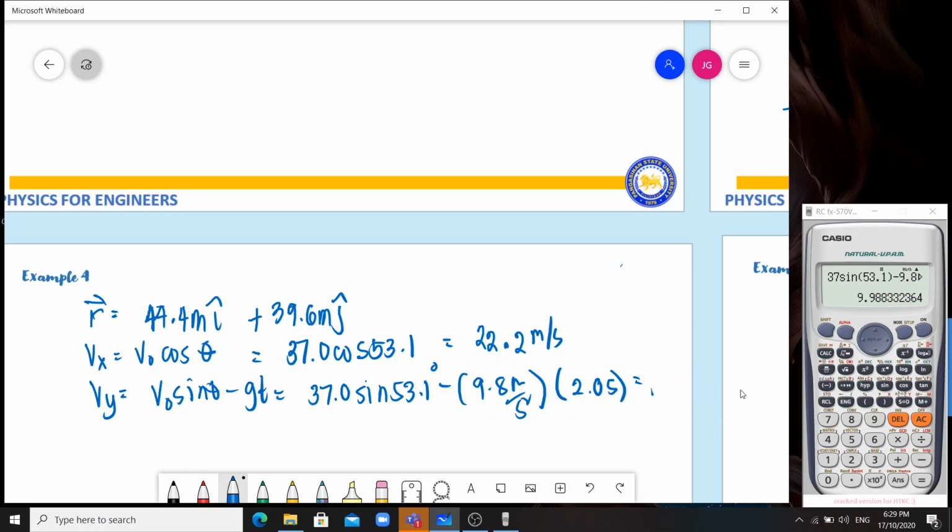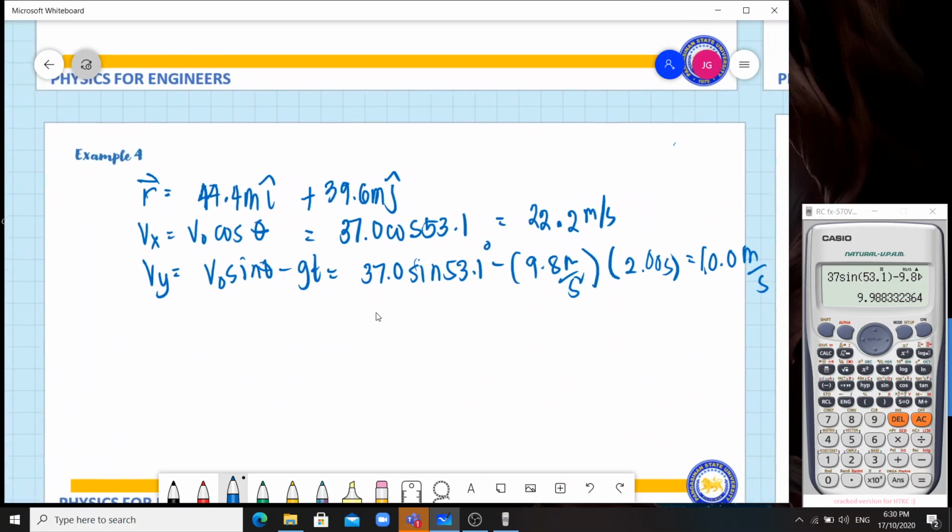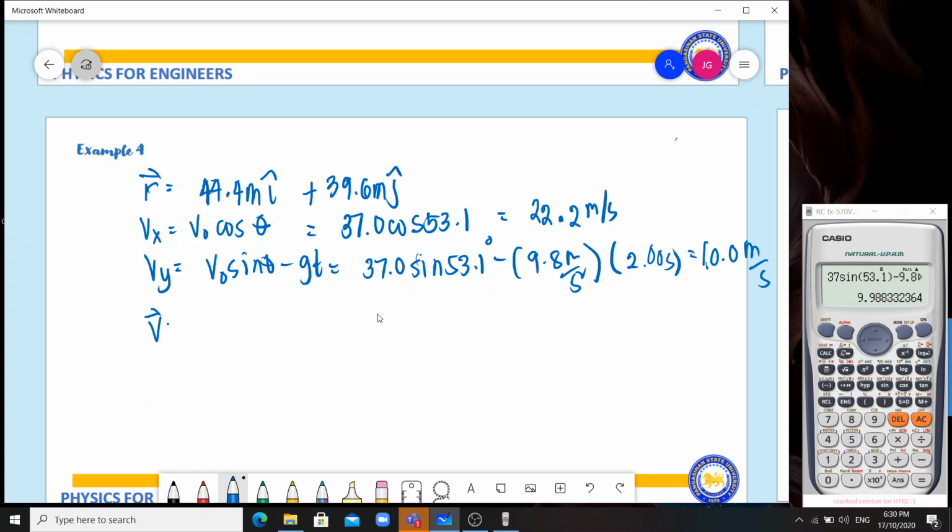Because if we check the significant figures, this is 2.00, which is 3 significant figures, and this is 1 decimal place. So it's really 10.0 meters per second, because only 1 decimal place. Next, if we write the v as a unit vector, that is 22.2 meters per second i plus 10.0 meters per second j.